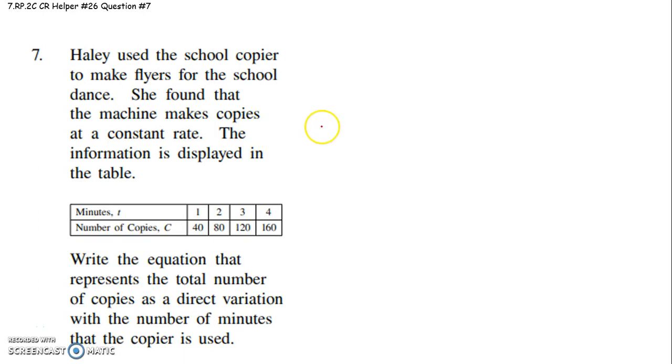Seventh graders, this is to help you with question 7 on CR 26. Haley used the school copier to make flyers for the school dance. She found that the machine makes copies at a constant rate.